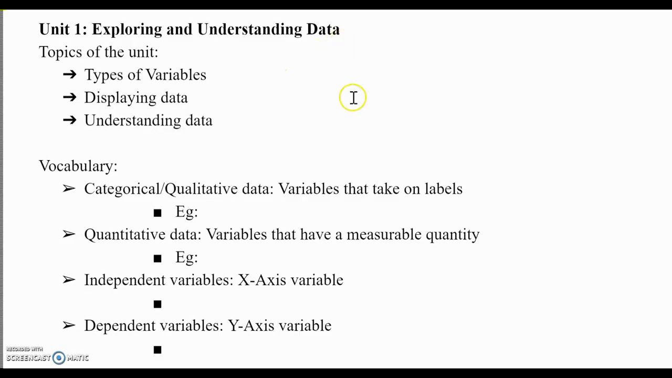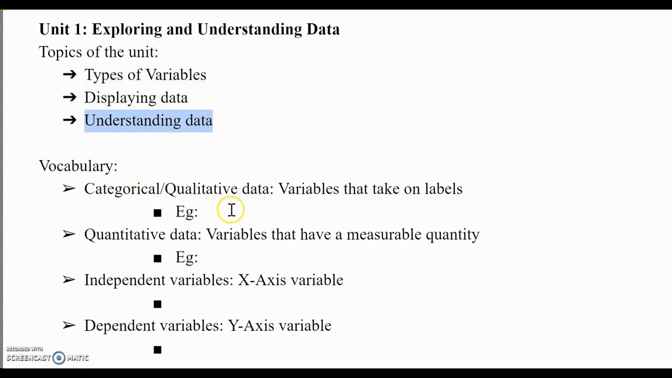In each one of my video lessons, I will go through each unit of the AP Statistics curriculum. The way it is structured is that you will have the broad topics of the unit, followed by very broad vocabulary, followed by the in-depth detail. The first unit is exploring and understanding data. The topics covered in this unit are types of variables, displaying data, and understanding data.